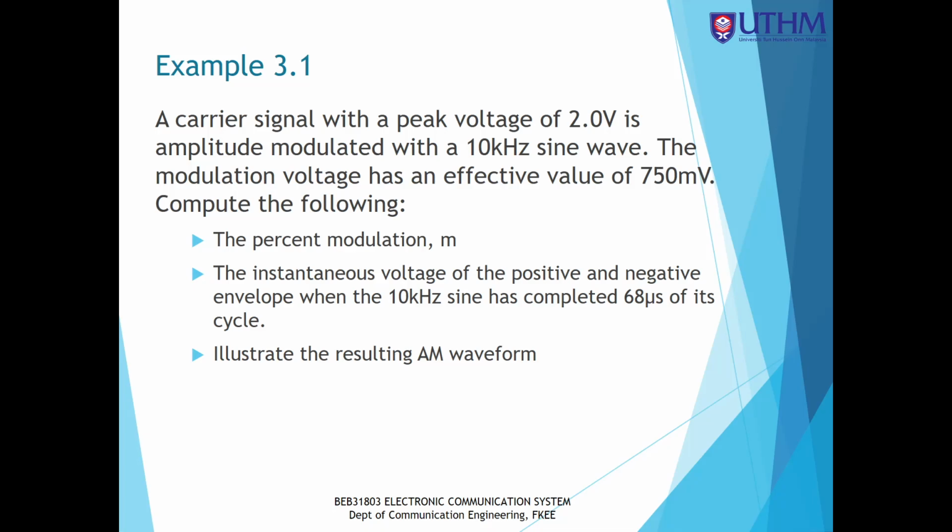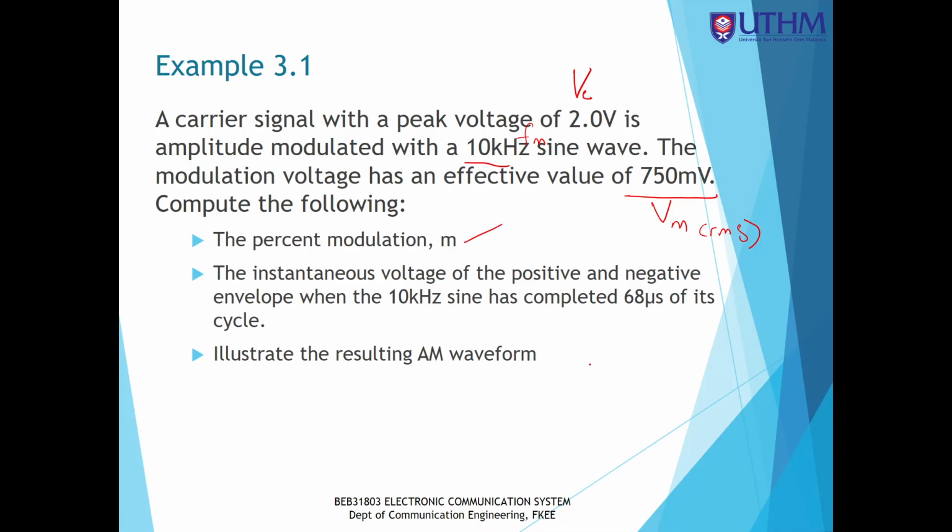Example. A carrier signal with a peak voltage of 2 volt, so this is Vc, is amplitude modulated with another signal, a 10 kilohertz sine wave. This is not the carrier, therefore this is the modulating signal or the input signal, so you are given the input signal frequency Fm. The modulation voltage has an effective value of 750 millivolt, so this is the Vm RMS. Find the following percentage modulation.